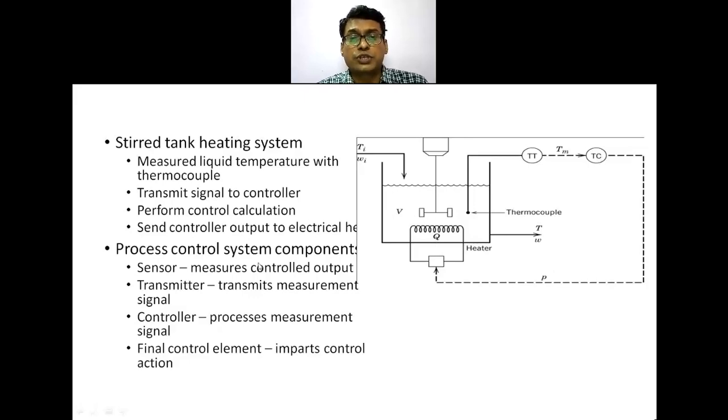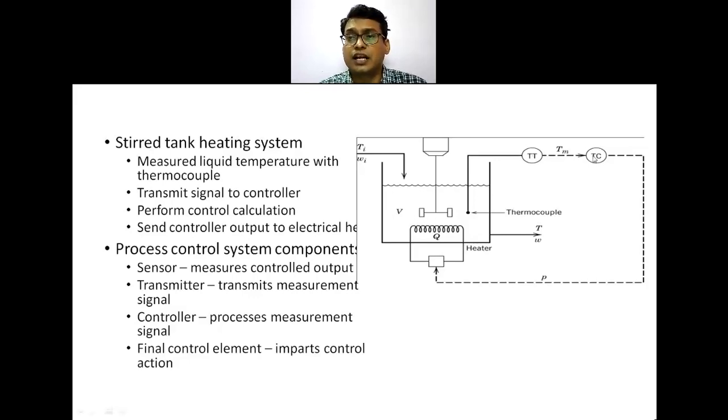Then in this process, the control system components include sensors which sense the temperature, the pressure, the flow rate, and the level. There are different types of sensors. Then there is a transmitter. Whatever the measured signals are, they are transmitted to a controller. The measured values from the sensor are transmitted to the controller.